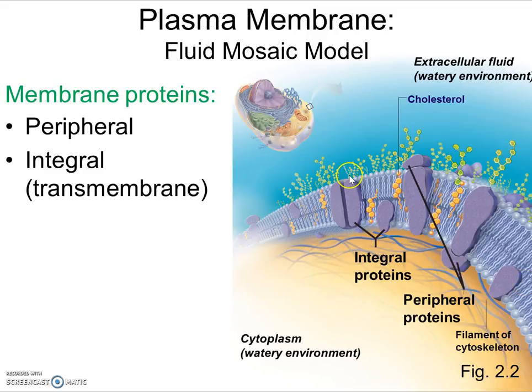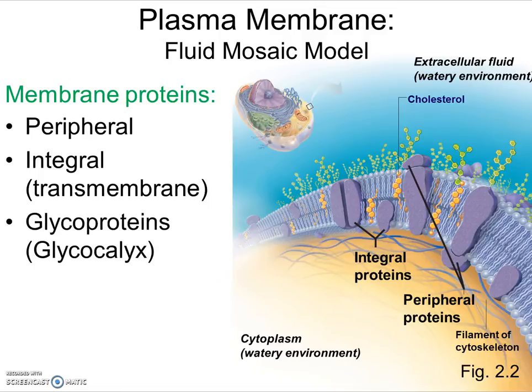Now, the difference between a transmembrane protein and just a normal integral protein is that the transmembrane protein goes through the entire membrane. For example, this one I'm circling right here. Notice it goes from the outside all the way into the inside. So a transmembrane protein is a specific type of integral protein that goes through the entire membrane.